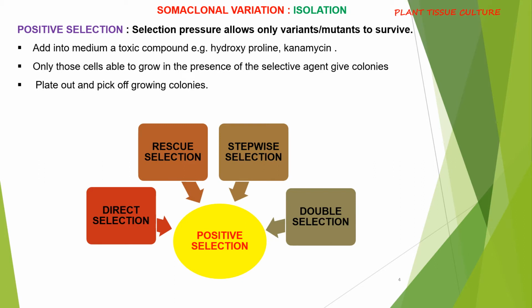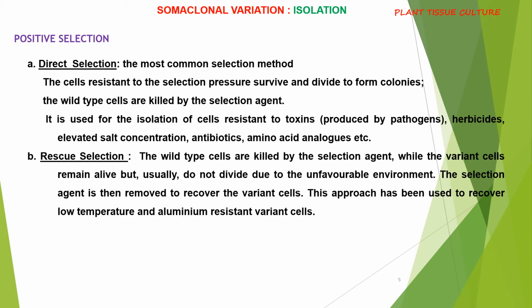There are nearly 4 approaches of positive selection: direct selection, rescue selection, stepwise selection, and double selection. Positive direct selection method for selection of somaclones in vitro. This is the most common selection method used. Here, the somaclones are resistant to the selection pressure and hence they survive and divide. The wild type cells are susceptible and are killed by the selection agent.